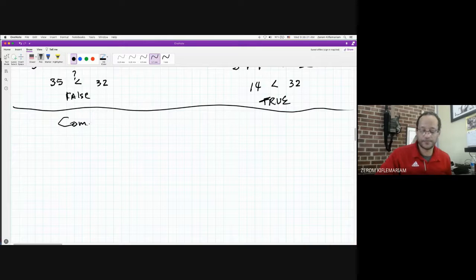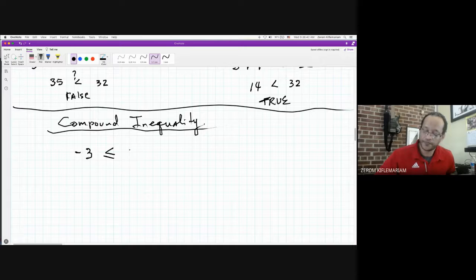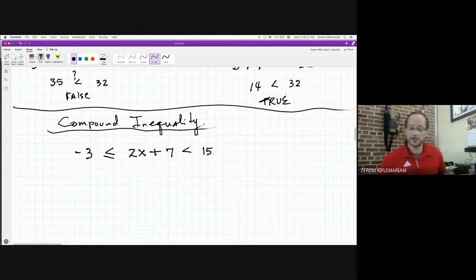Compound inequality. Compound inequality means we have more than one inequality sign. So if I say -3, let's go with a friendly number, -3 is less than or equal to 2x plus 7, less than, let's go ahead and say 15. So this is known as a double inequality or a compound inequality.